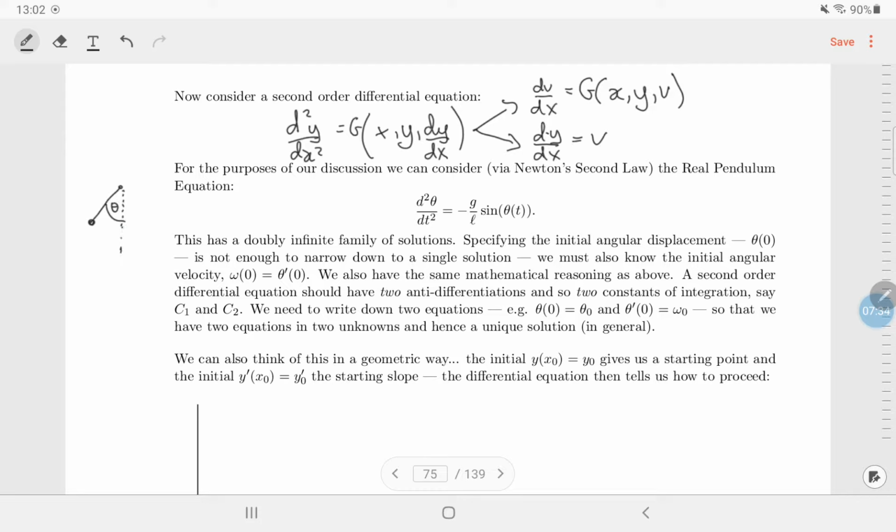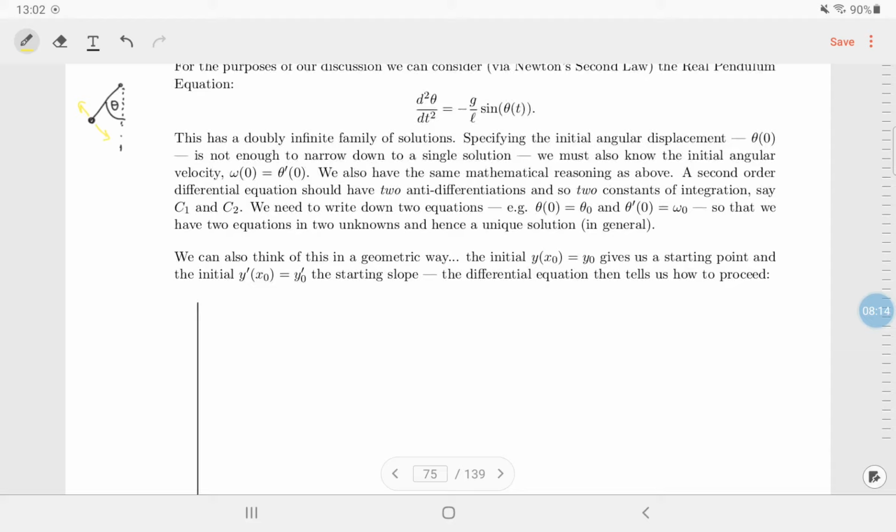That's not enough to know, because there are all different initial angular velocities. It could be released from rest. It could be given a negative, going up, or a positive, going down. So you must also know the initial angular velocity. Same mathematical reasoning as above: a second order differential equation should have two anti-differentiations, and so somewhere two constants of integration. If you've got two unknowns, you need two equations to narrow it down. So if you give, say with the pendulum equation, the initial angle and the initial angular velocity, then you have two equations, two unknowns, and you have a unique solution.